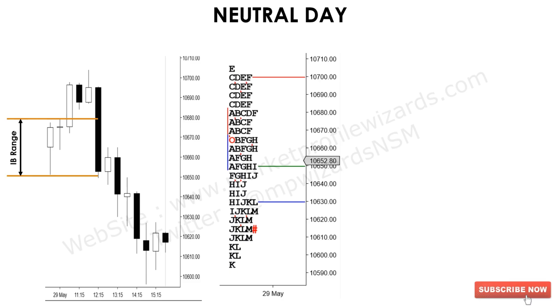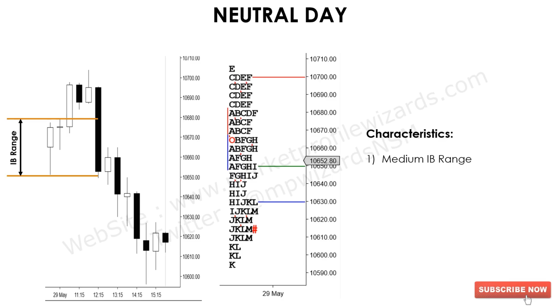In this particular case, we are discussing the neutral day. The first characteristic of the neutral day is a medium IB range. So here comes the conflict. Whenever there is a medium IB range, we can expect either a normal variation day or a neutral day, right?